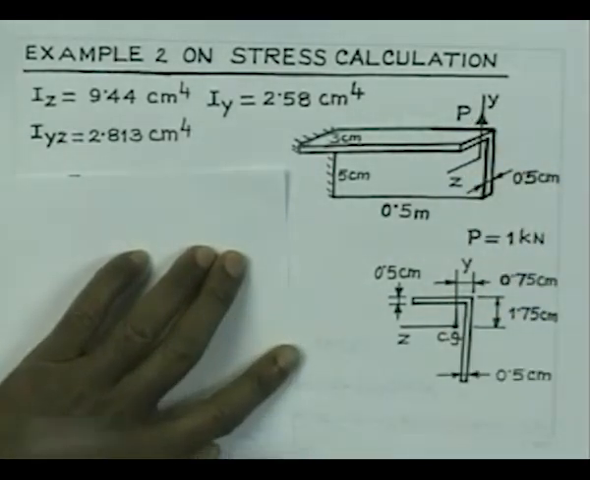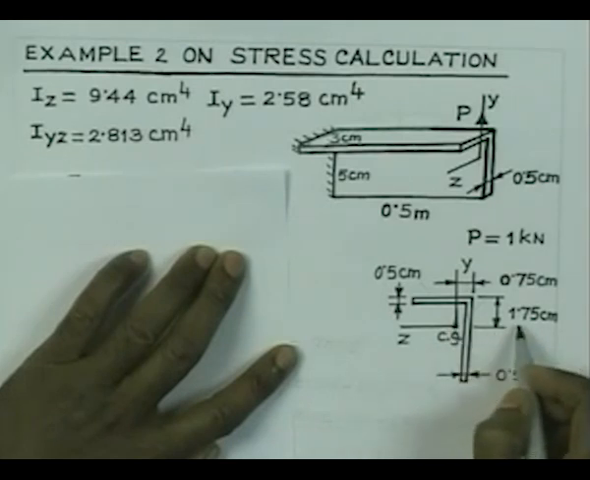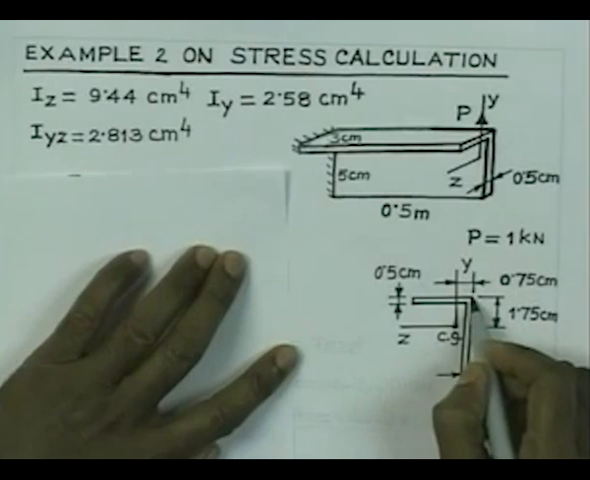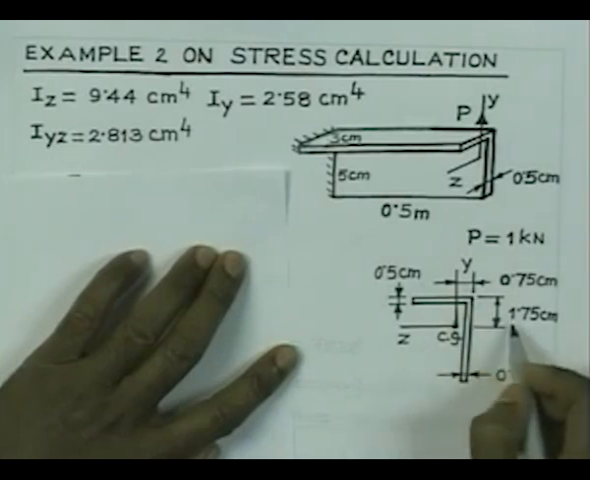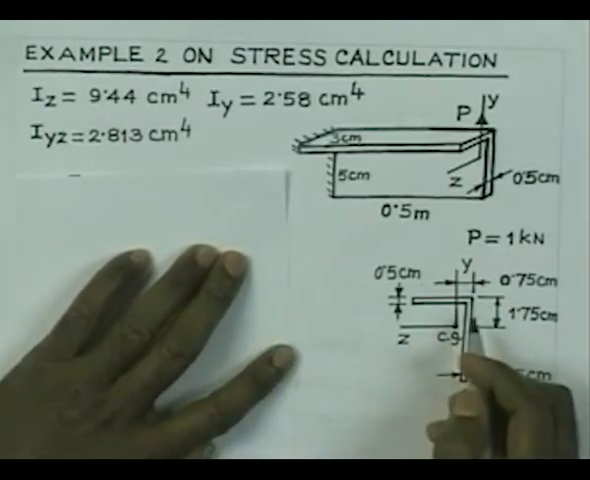These are the axes Z and Y, and P is the force acting on this cross section, which is 1 kilonewton. So, I have shown the cross section again here, and the calculation has already been done about the CG location, which you could do very easily. It is going to be located at a distance of 0.75 centimeter from this edge, and at a depth of 1.75 centimeter from the top fiber. So, this is the CG location.